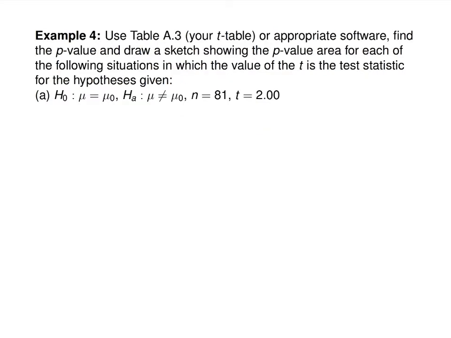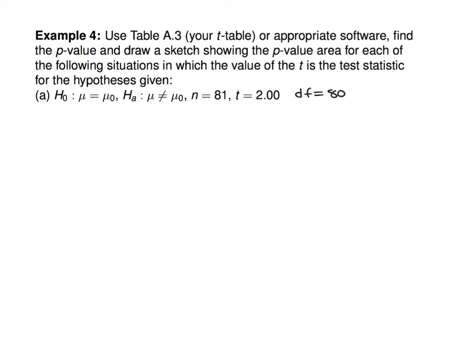So that p-value stuff is sufficiently tricky. Let's actually find some p-values from tables and from software. So if we had the situation where our null hypothesis was mu equals mu naught, and HA was that mu is not equal to mu naught, given a specific n and a specific t value that we found. Note here the degrees of freedom would be 80.